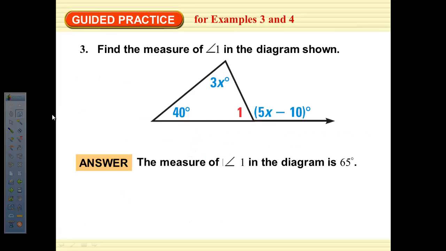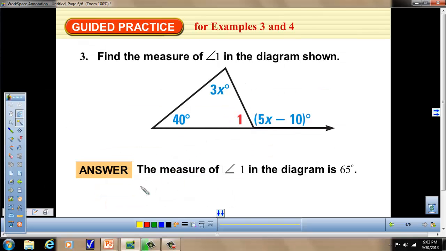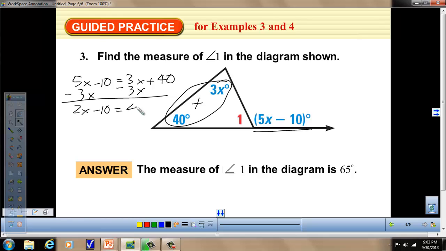Here's another one with the external angle theorem, and we want to know what the measure of angle 1 is. I know the answer is here, but we're going to work it through anyways. We know that these two angles together, once again using the exterior angle theorem, equal this right here. So we have 5x minus 10 equals 3x plus 40. And we subtract 3x from both sides. We get 2x minus 10 equals 40.